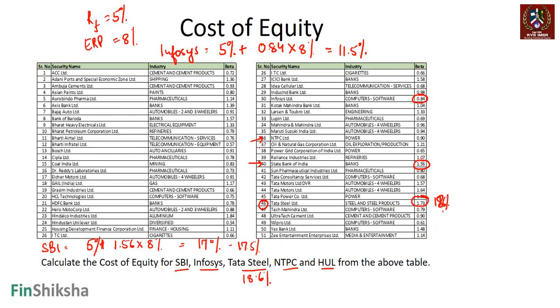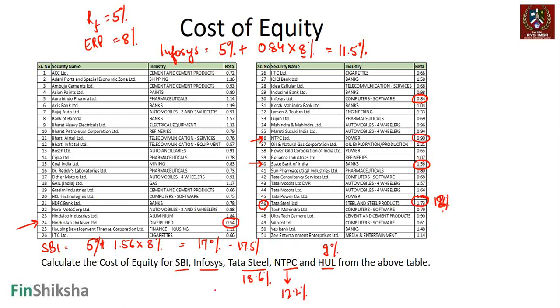NTPC is here, that's 0.9, so 0.9 into 8% will be 7.2. 7.2 plus 5 is going to be 12.2%, and HUL would probably have the least beta. That's because it's almost 0.5 here. That's HUL, Hindustan Unilever. So 0.5 into 8 is 4, and 5 plus 4 is 9%, somewhere around 9%.